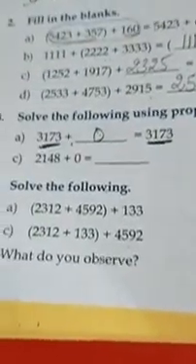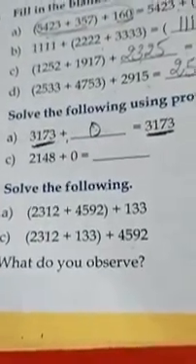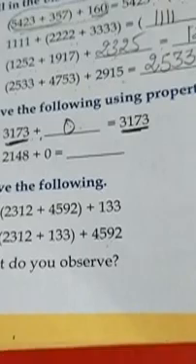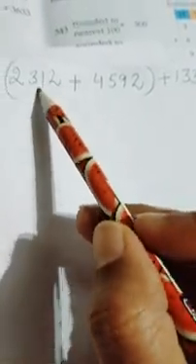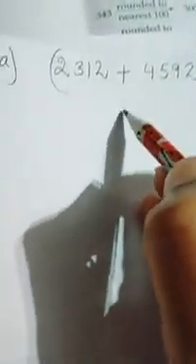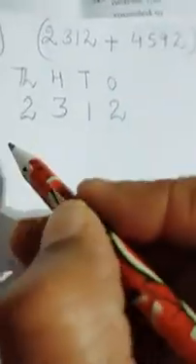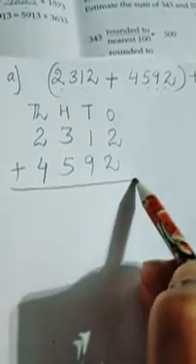A part is there, 2312 plus 4592 plus 133. Here the bracket means firstly we will add these both. Ones, tens, 100, 1000. We will add these both. 2000, like this, then 4592. Bracket means firstly we will add these two numbers. That's why we are adding these two numbers firstly.